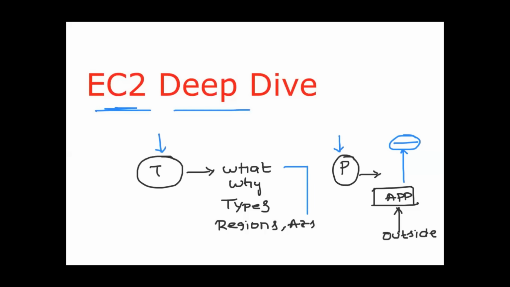As part of theory, we will learn what is an EC2 instance, why you need to use EC2 instance, why is it very popular. We'll try to see what are the different types of EC2 instances, and finally understand the concept of regions and availability zones. Because we have so many things to learn, let's quickly jump onto the video and understand what is an EC2 instance first.